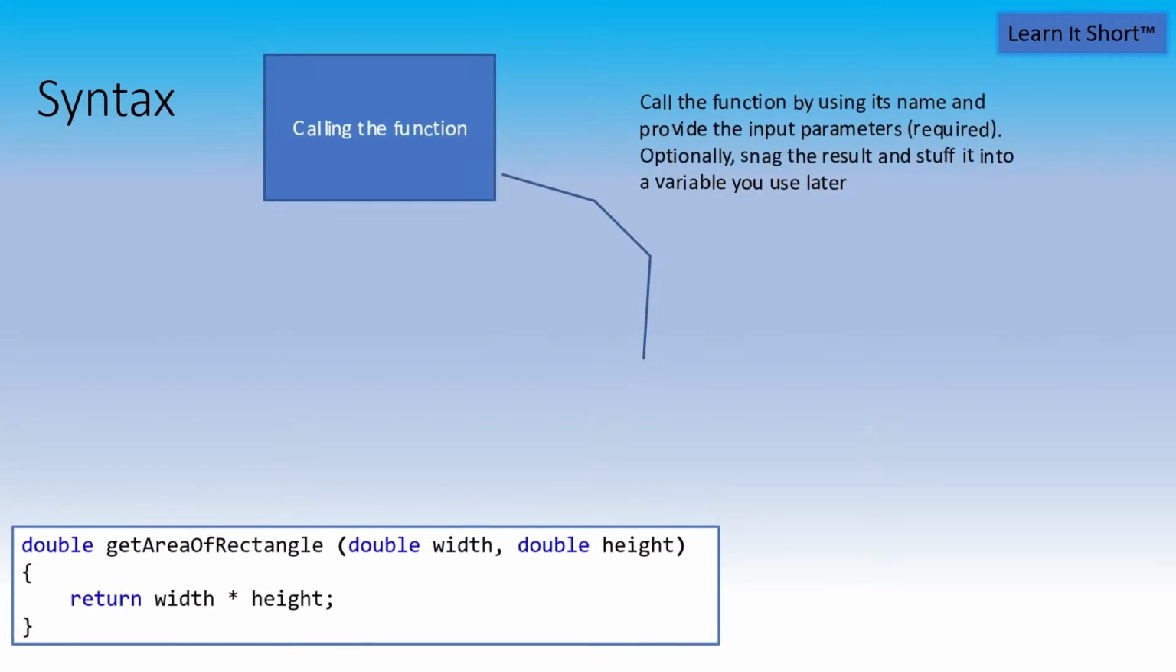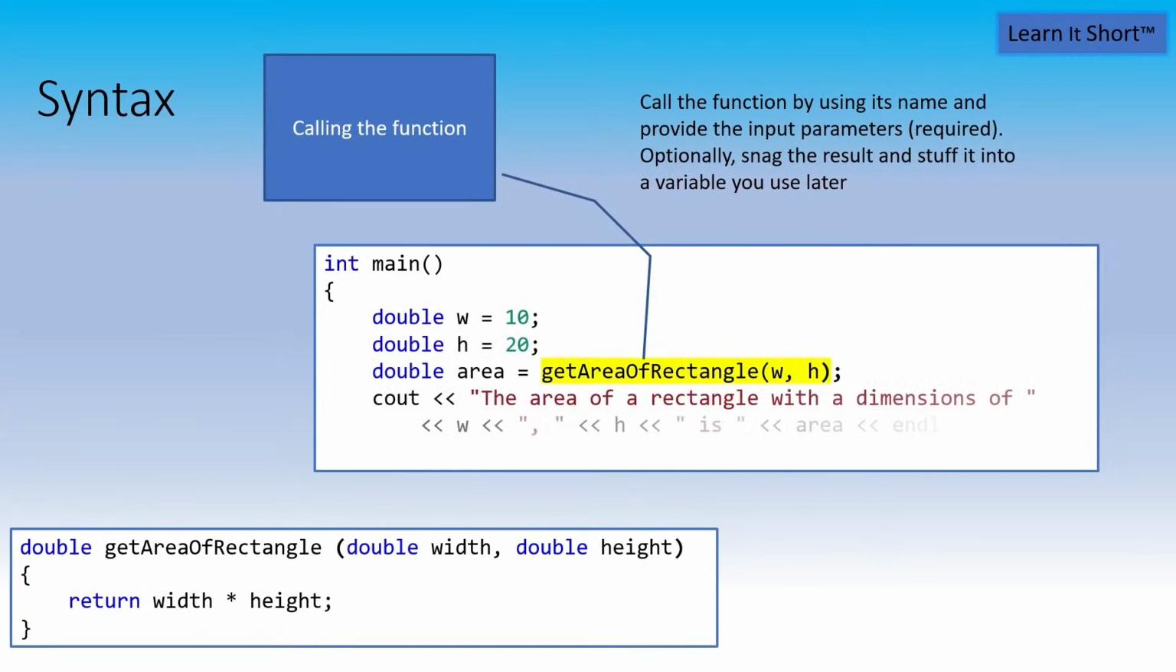Now, how do I call functions? Well, we call the function by using the name of the function, and again, parentheses, passing in the actual values. Here we're passing in 10 and 20. Notice that syntactically the declaration of the function, the definition of the function, looks different than the function call.